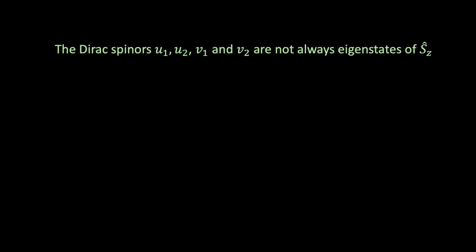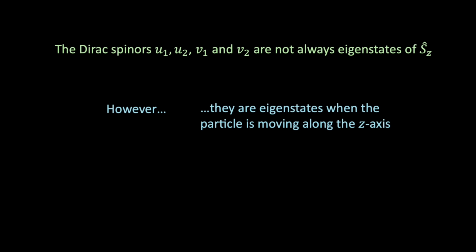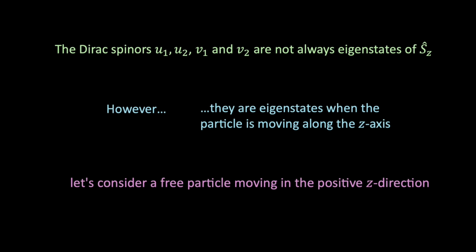Now, there is a subtle point. The Dirac spinors U1, U2, V1 and V2 are not always eigenstates of Sz. However, they are eigenstates when the particle is moving along the z-axis. And so, let's consider a free particle moving in the positive z direction. In this case, the momentum only has a z component, and our U and V spinors simplify.